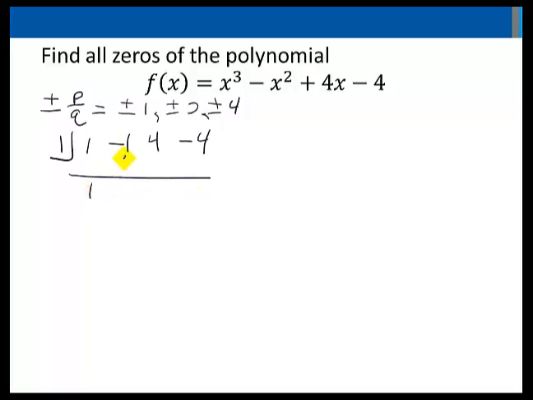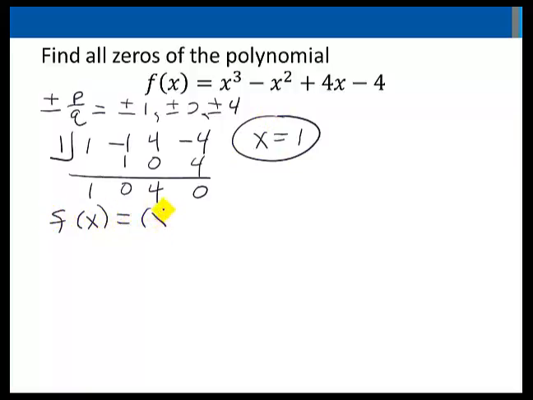And here I'm looking for a remainder of 0. And it looks like that does happen. So x equals 1 is a zero. It also allows me to factor f of x into x minus 1 times x squared plus 4. And I can then solve for remaining zeros by setting x squared plus 4 equal to 0.